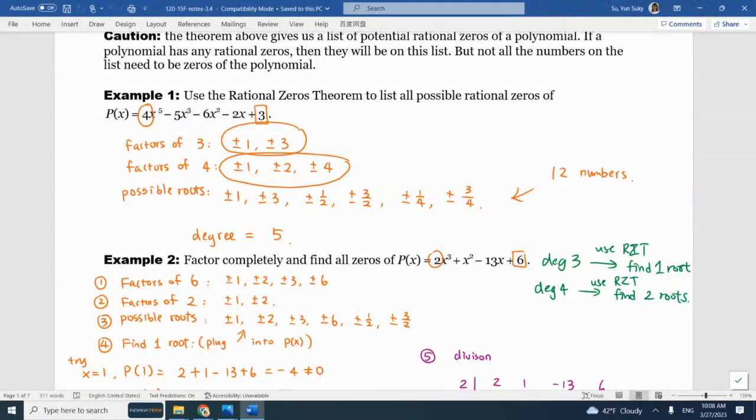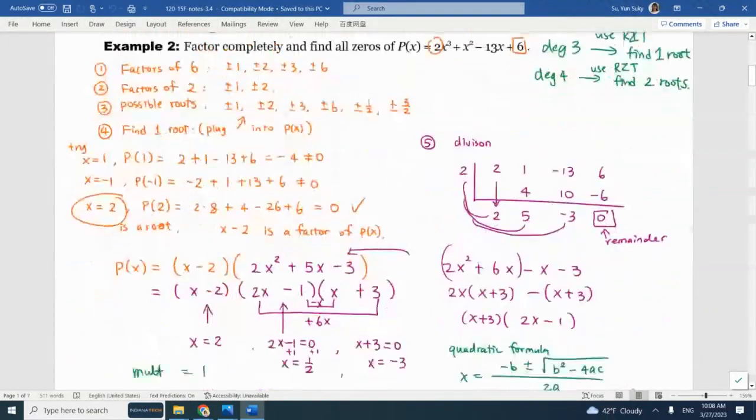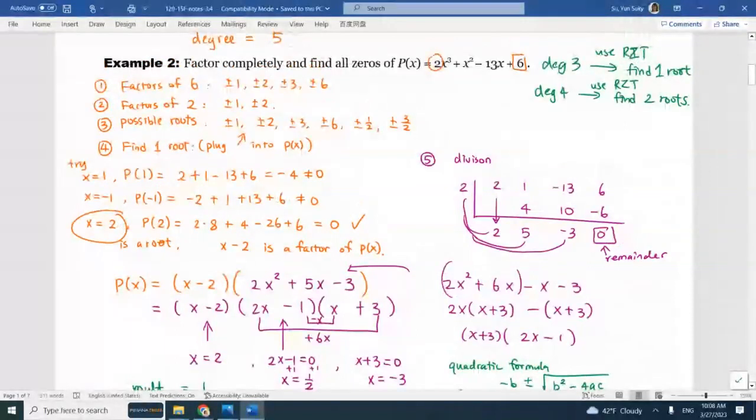So how do we tell whether a number is a root? By the factor theorem, that we learned last time. You put that number into the polynomial. If p of that number is not 0, then that number is not a root. Okay, everybody? And if you plug in that number and get 0, that means that number is a root. Then x minus that number is a factor of the polynomial. Do you remember that, everybody?